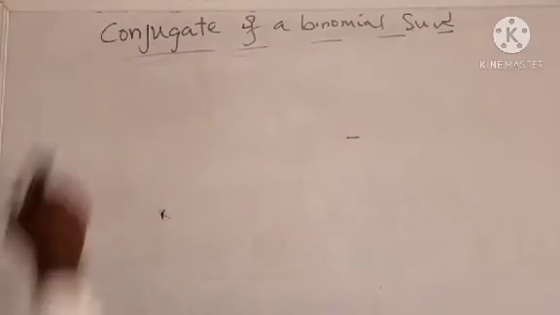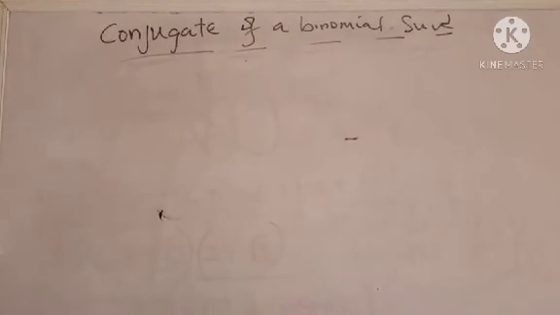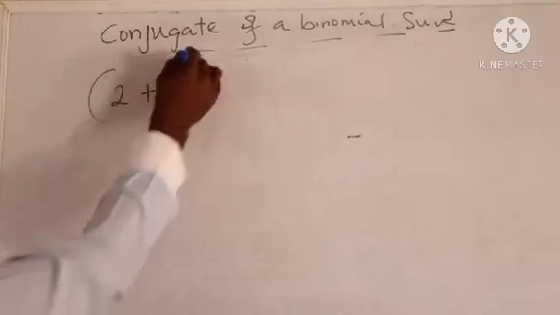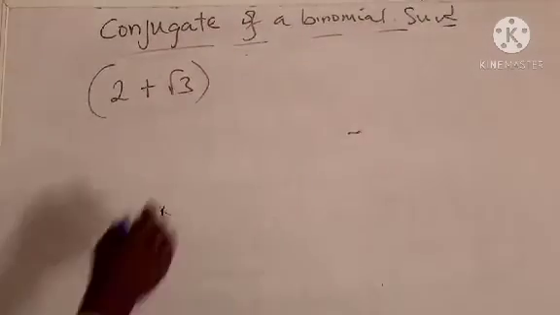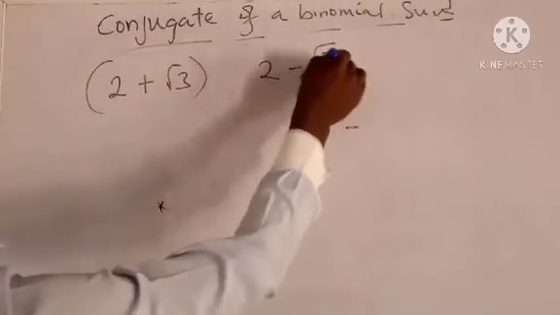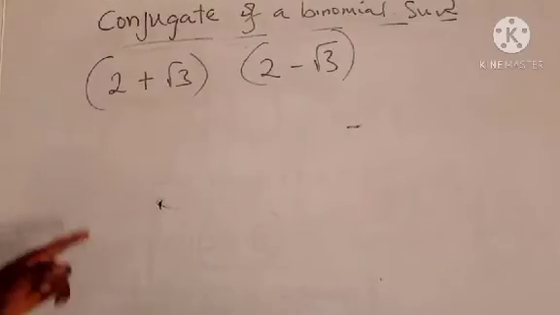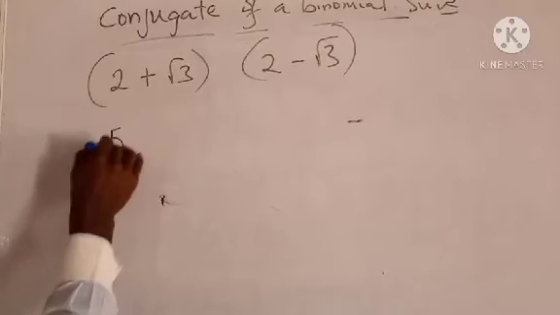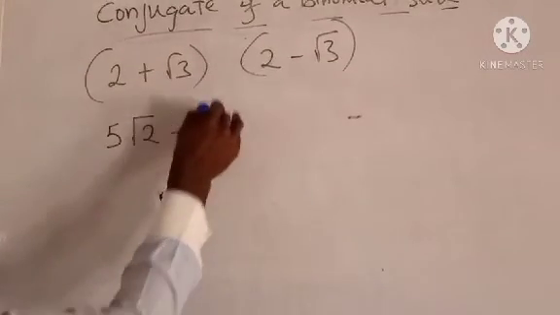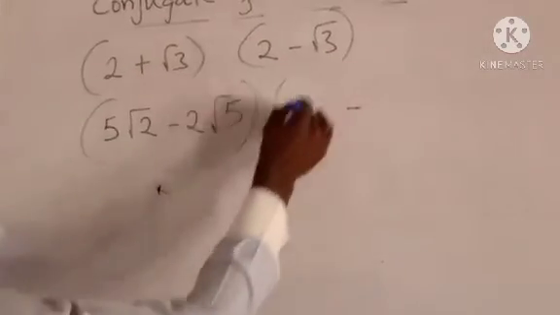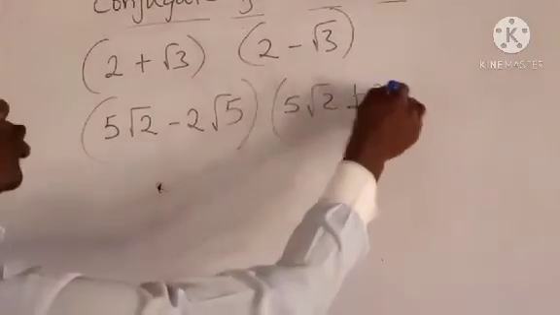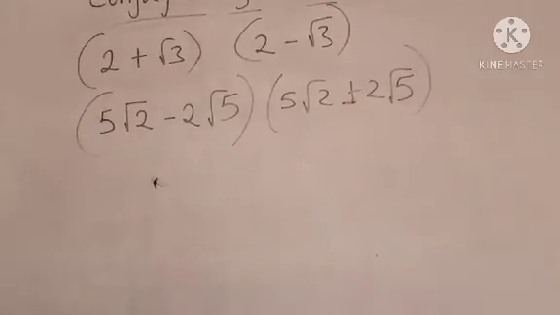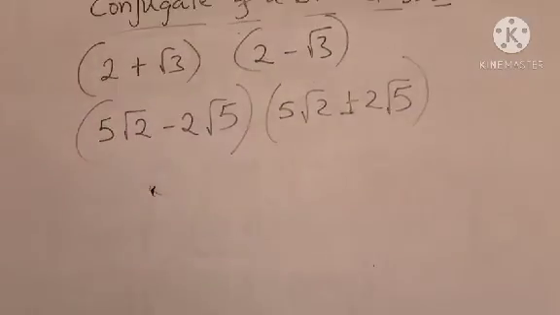Two binomial surds are conjugates when they differ in sign. So if I have 2 plus root 3, the conjugate of 2 plus root 3 is 2 minus root 3. The conjugate of 2 minus root 3 is 2 plus root 3. The conjugate of 5 root 2 minus 2 root 5 is 5 root 2 plus 2 root 5. The difference is just in sign for the surds to be conjugate.